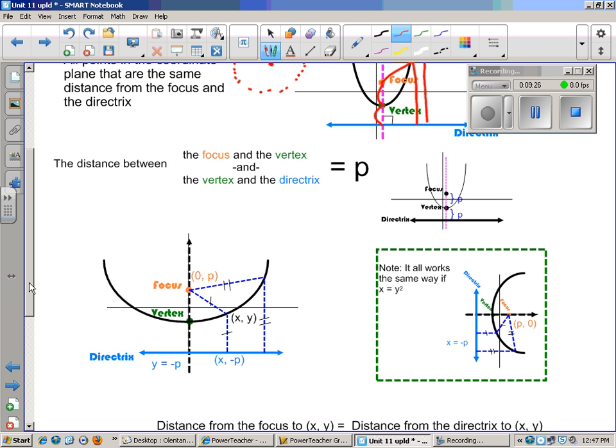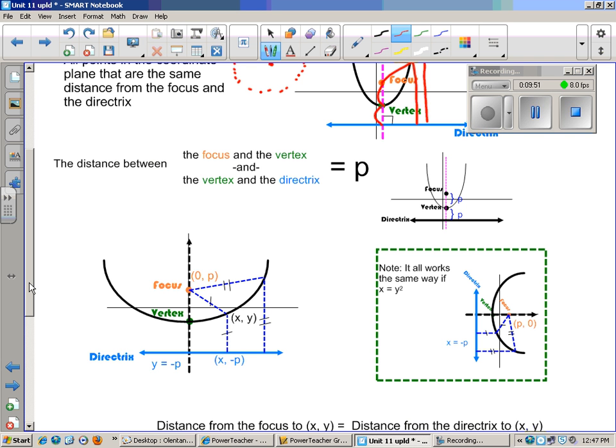So the points on the parabola are the same distance from the focus and the directrix. So do you see how it kind of pulls the parabola open, keeps it from being a circle? Because these points, as they go out here, they have to be the same distance to the directrix. They can't continue to be the same distance around the focus.